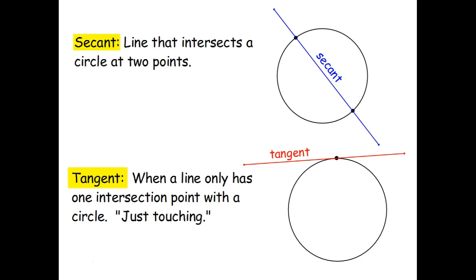So first thing we need to do is define what a secant is and what a tangent is. A secant is a line that intersects the circle at 2 points. And so we can see here there's one intersection point here and there's one intersection point here. And a tangent is a line that intersects the circle at only 1 point. So with a secant, you have part of the line inside the circle. With a tangent, you have no part of the line inside the circle. A tangent is completely exterior to the circle.